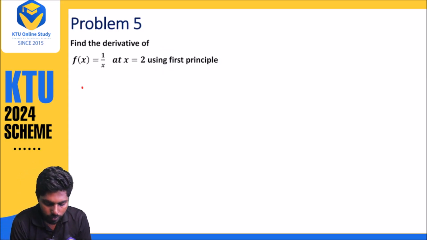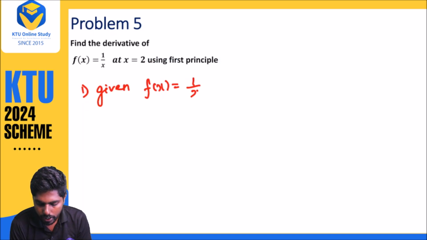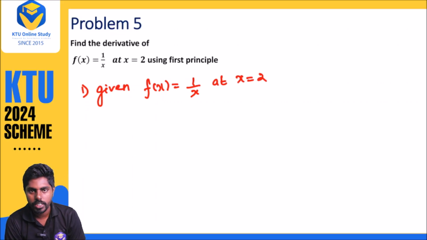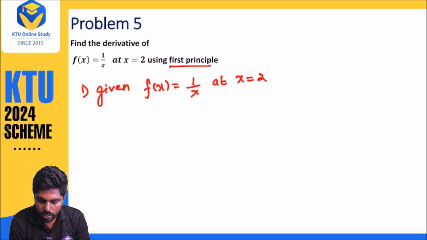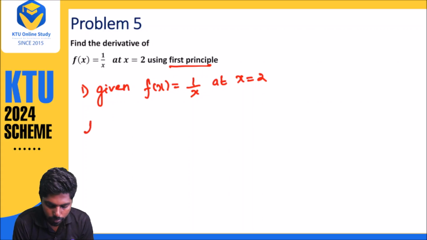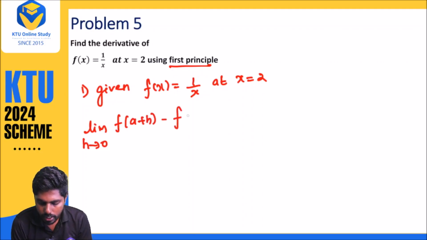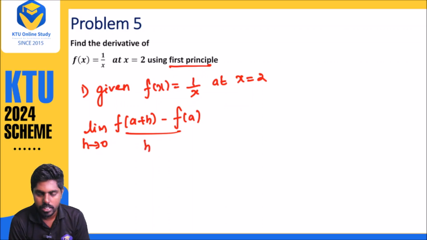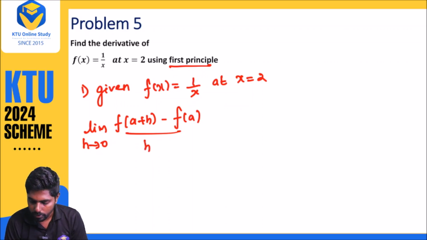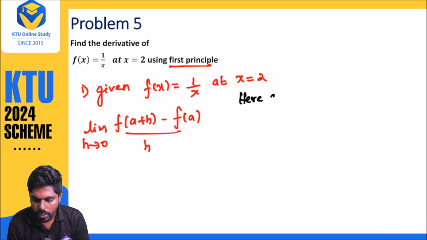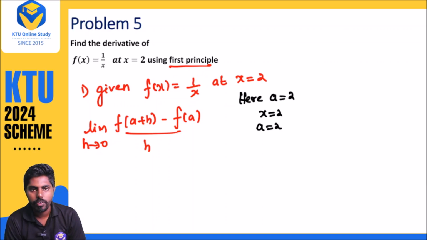So what is the thing they have given? First, f of x is equal to 1 by x. They also mentioned x is equal to 2. So using first principle, what is the first principle formula? That is nothing but limit h approaches 0, f of a plus h minus f of a divided by h. This is the formula. So what is a here? Here a is equal to 2, that is, x is equal to 2 means a is equal to 2.